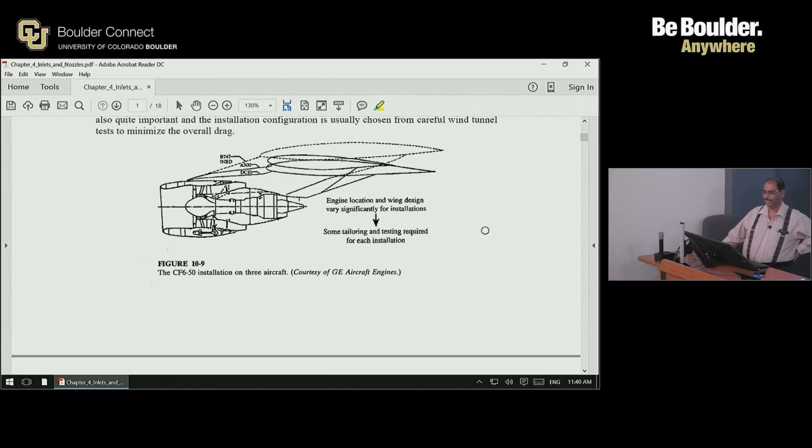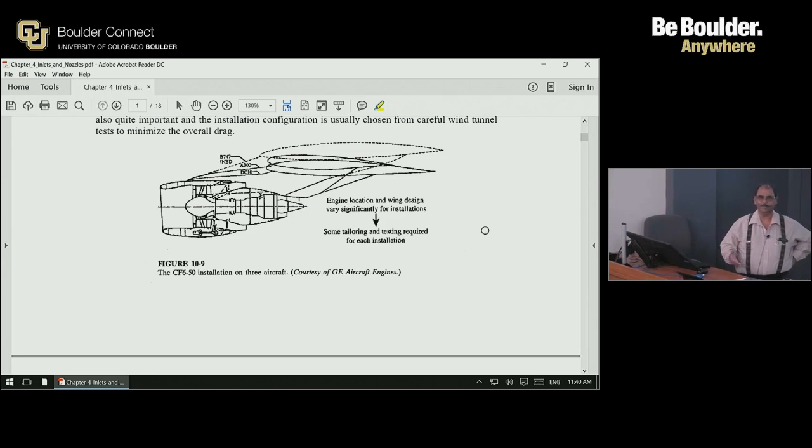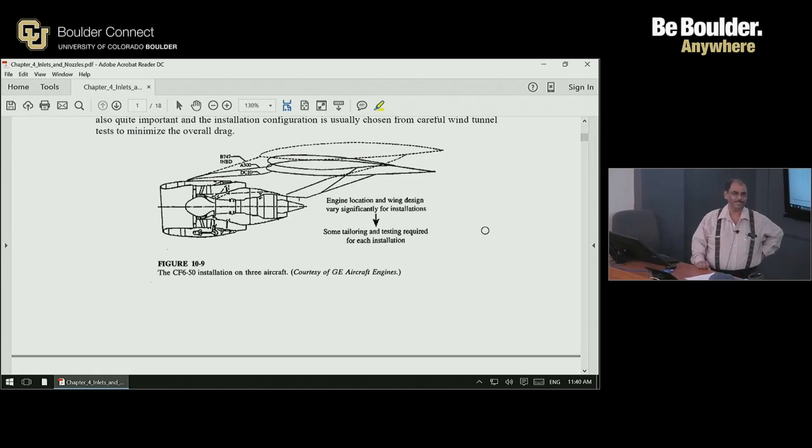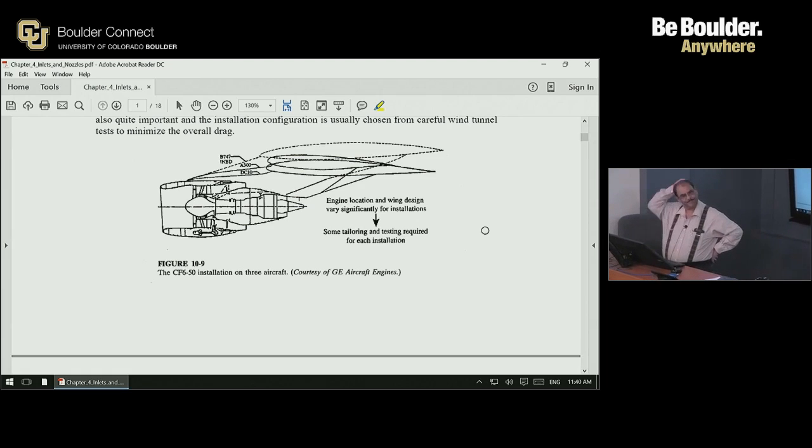Both the aircraft and engine manufacturers are highly conservative because mistakes can be costly. So they usually do evolutionary changes, slight changes here and there. They don't want to undertake radical changes, such as shifting the engines from under the wing to over the wing. So that is something they won't do unless they're absolutely convinced that it is beneficial.